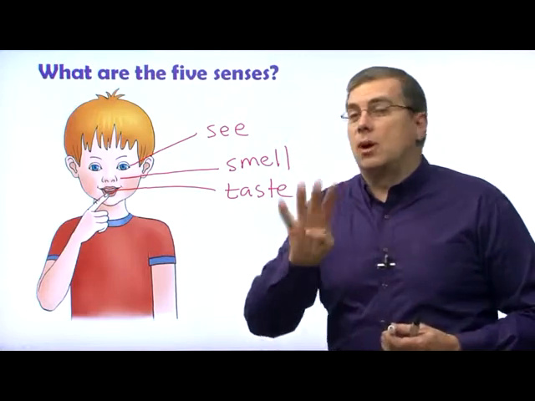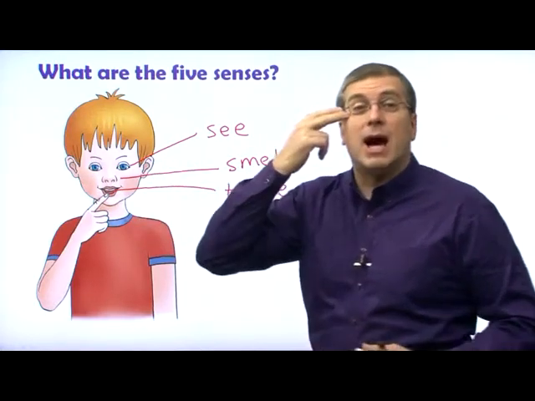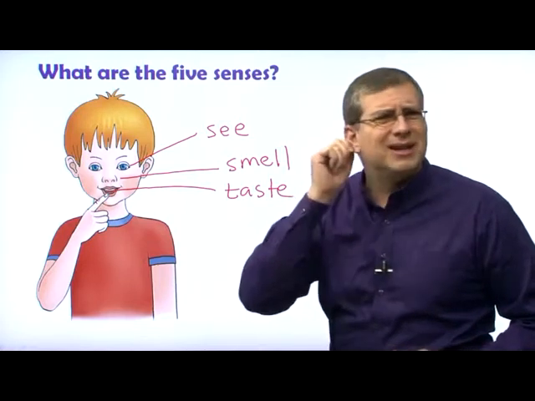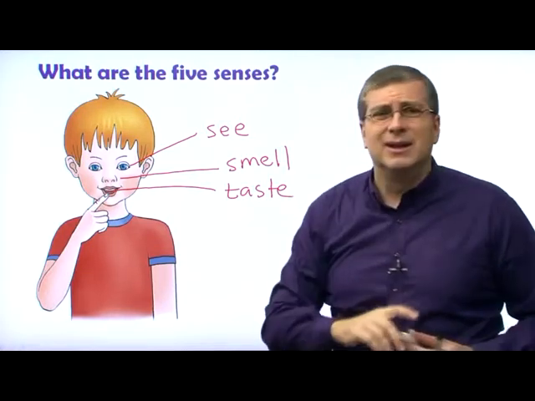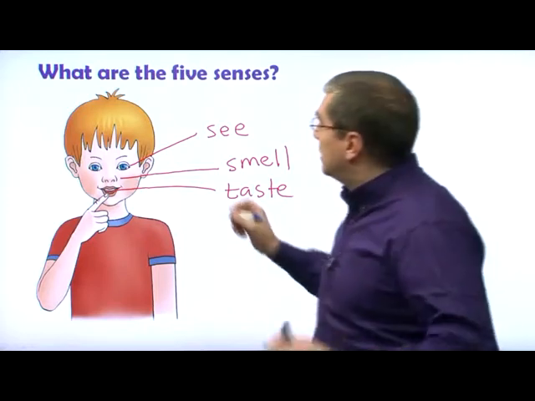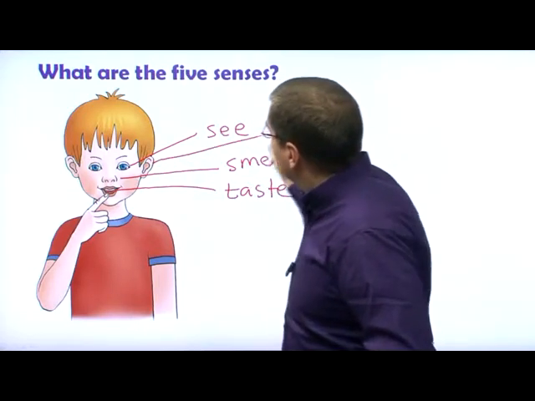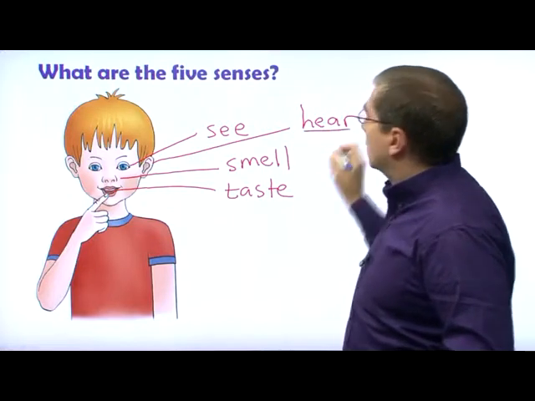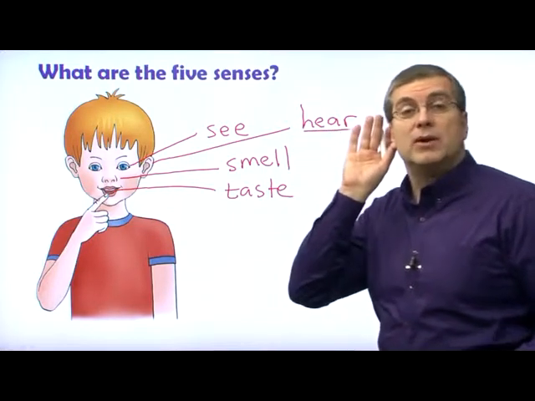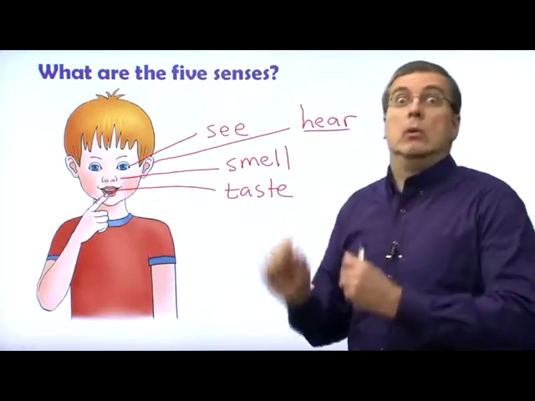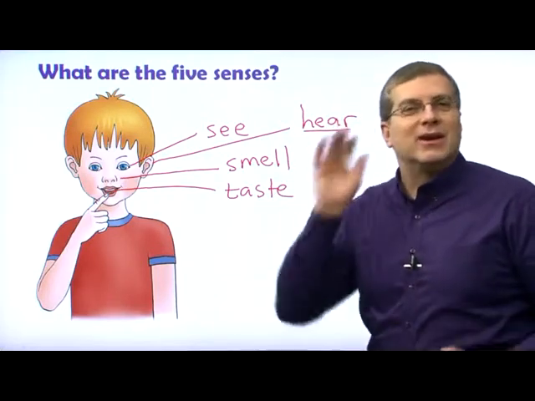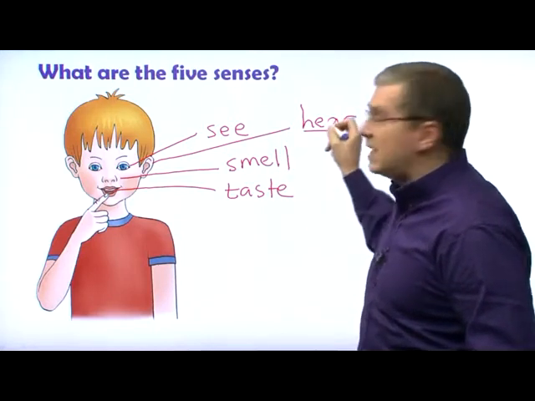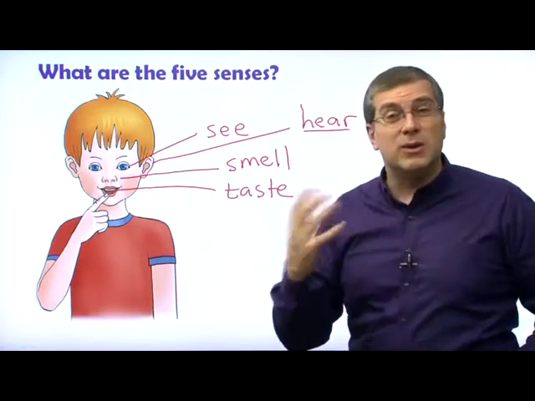How about number 4? Still on the head, right? We have eyes, nose, tongue, and what are these things here? These big things on the side of your head. Those are ears, right? What do we use ears for? We use ears to hear. So we can hear when our mother's saying, hey, come here, right? Oh, we got to go. We use our ears to hear things. So we have see, smell, taste, hear. There's one more. Can you think of it?